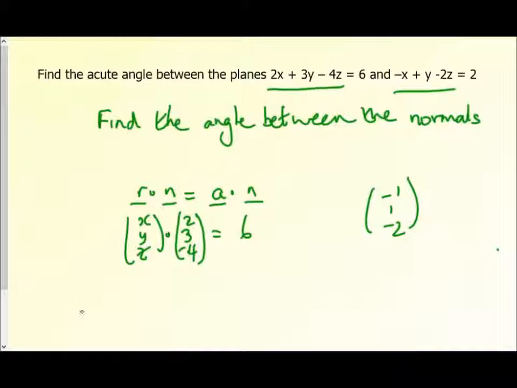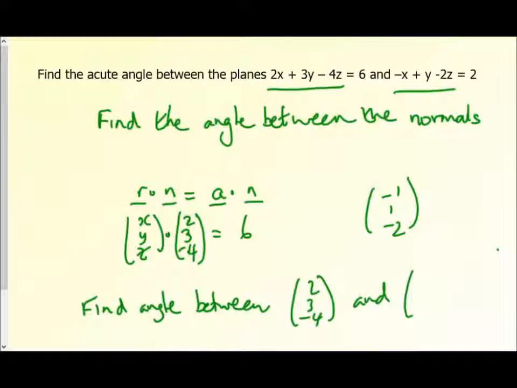So I could ask the question, find the angle between 2, 3, minus 4 and minus 1, 1, minus 2. Now then, you should know how to do that. You're going to need the dot product. I'll ask you to pause the video and try to do that for yourselves.